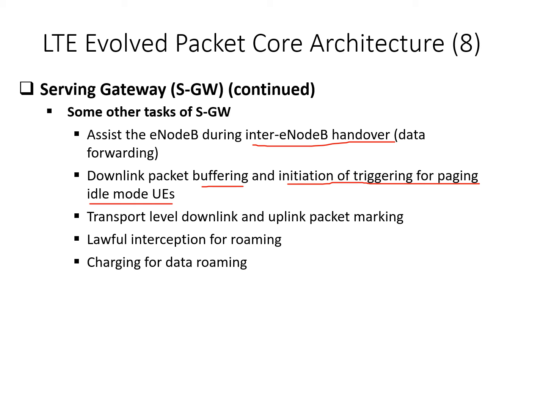Transport level downlink uplink packet marking, local interception for roaming, charging for data roaming. Okay.